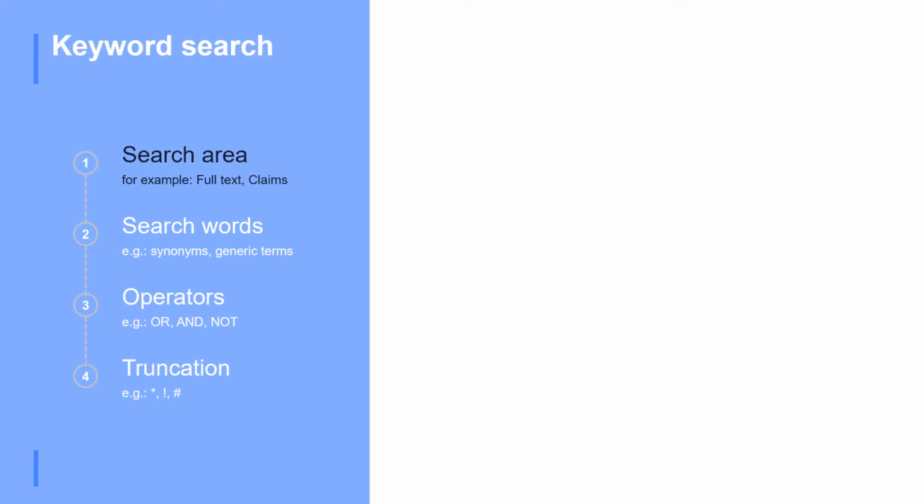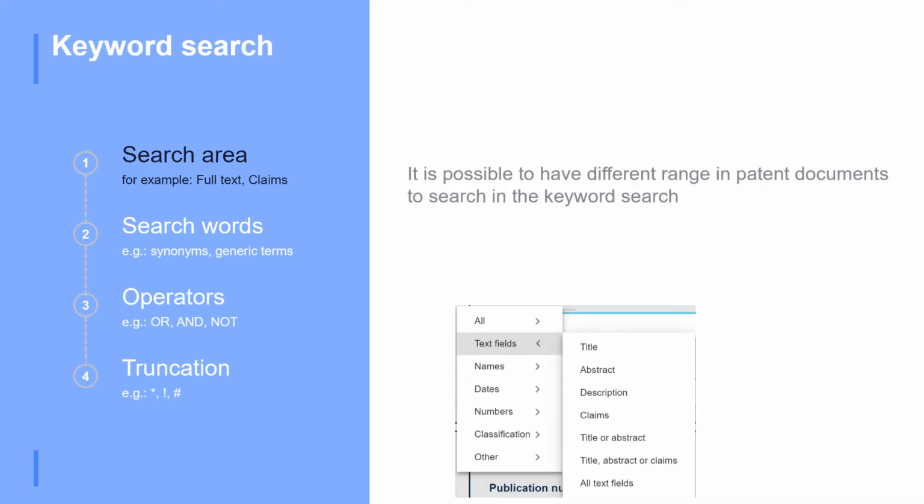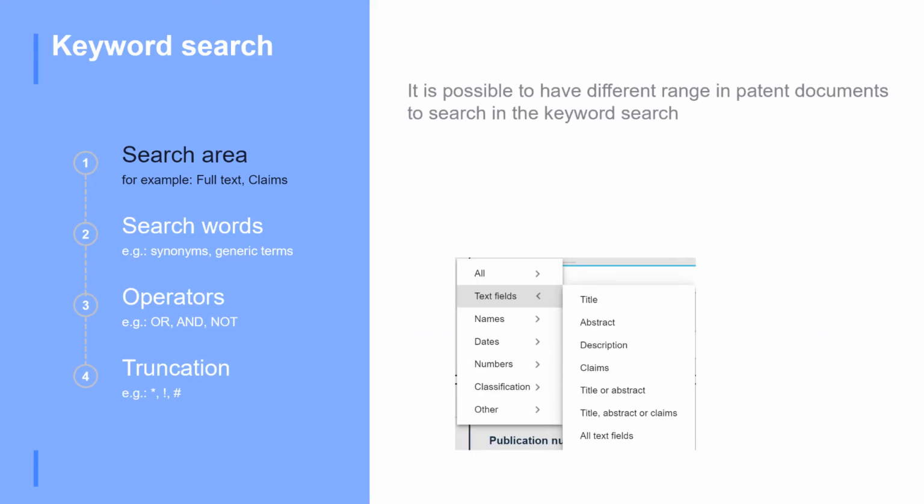We start with the keyword search. At first, you have to decide in the keyword search in which area you want to look. Here you can choose between the text fields if you want to search only the title, the abstract, the description, or the claims, using this drop-down menu in Espacenet, and that depends on what you're looking for.